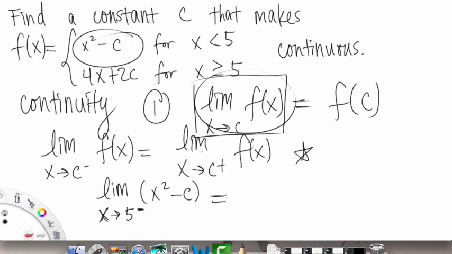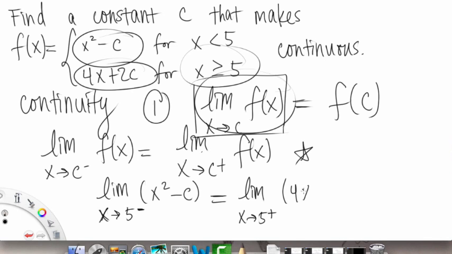And then for the right side, we have a limit as x approaches 5 from the right side. So that means from x values that are greater than 5. So we'd use this one. So that means 4x plus 2c. So first of all, we have to fulfill this. This is an important first equation in order to solve for c. So what we're going to do on the next slide is plug in these 5's for x's.